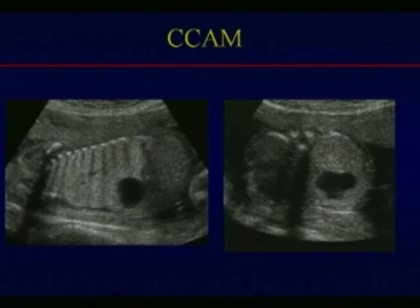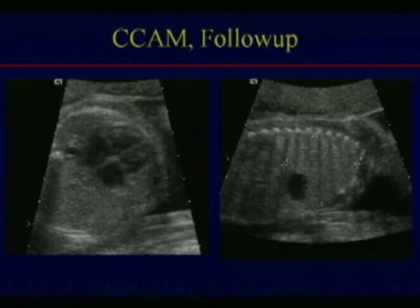Here's another one with a large lesion. It can look quite impressive, but this is a CCAM, and in fact on follow-up it actually looked very good. It became harder and harder to see. Here you can see on a follow-up the heart returned almost to normal position, and the lesion itself was now becoming very difficult to distinguish from the adjacent lung. And that's a typical scenario.